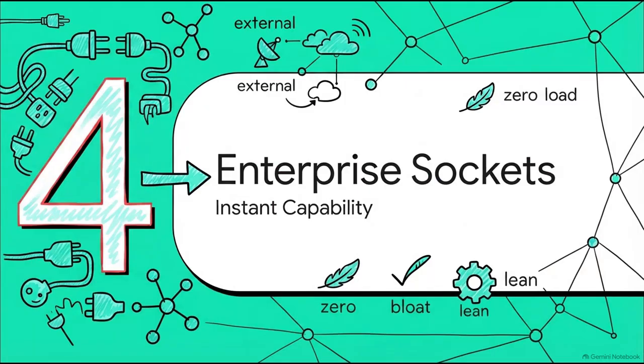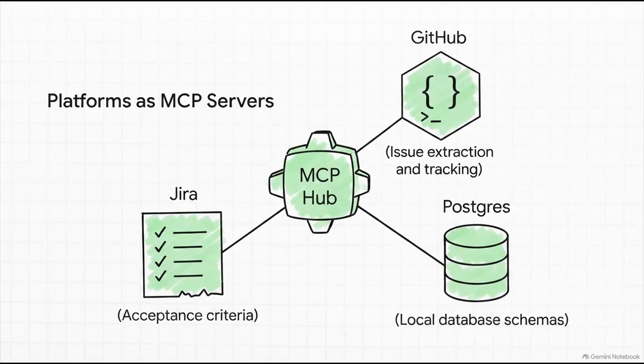Now let's talk about connecting those external enterprise sockets for instant capability with zero bloat. When we look at the server side, you can see what these sockets actually unlock in the real world. Imagine you've got a complex task, and your agent needs to orchestrate a fix across your entire stack.